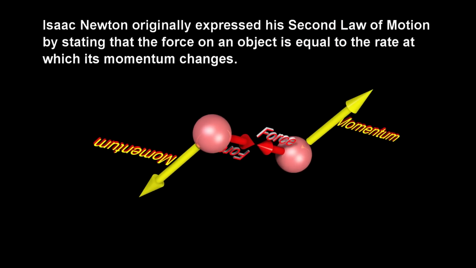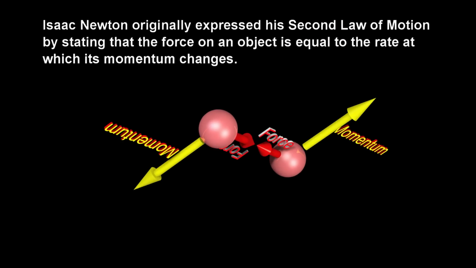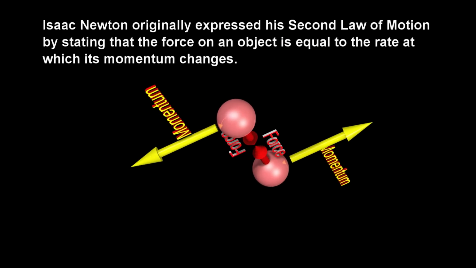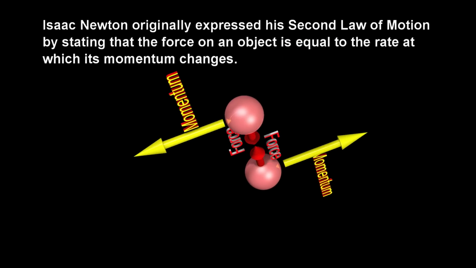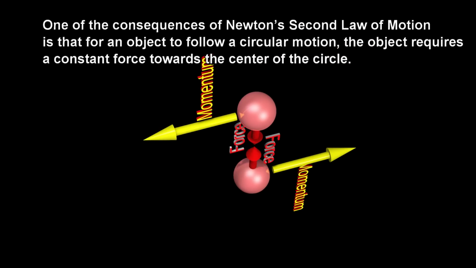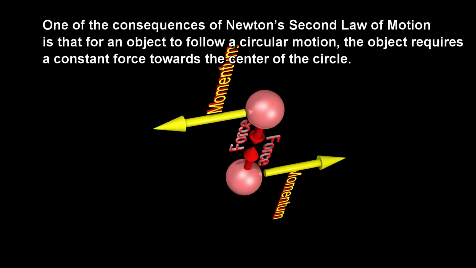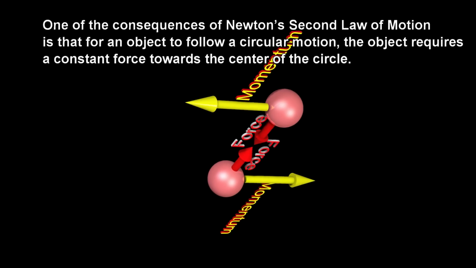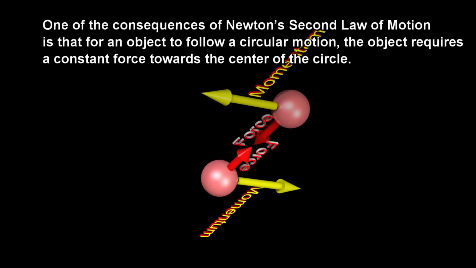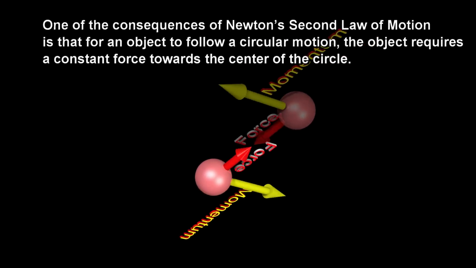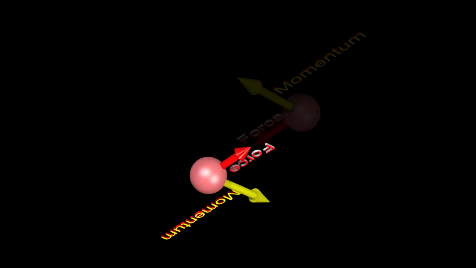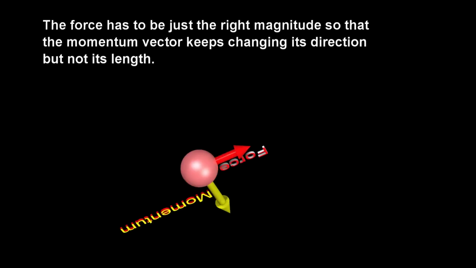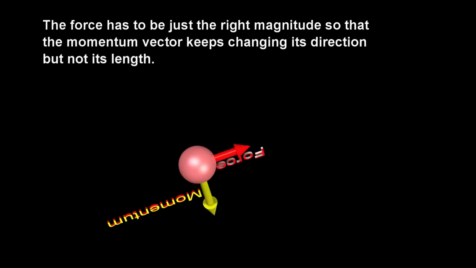Isaac Newton originally expressed his second law of motion by stating that the force on an object is equal to the rate at which its momentum changes. One of the consequences of Newton's second law of motion is that for an object to follow a circular motion, the object requires a constant force towards the center of the circle. The force has to be just the right magnitude so that the momentum vector keeps changing its direction, but not its length.